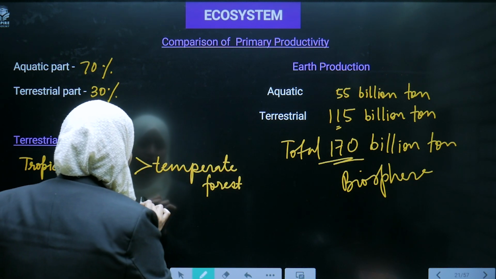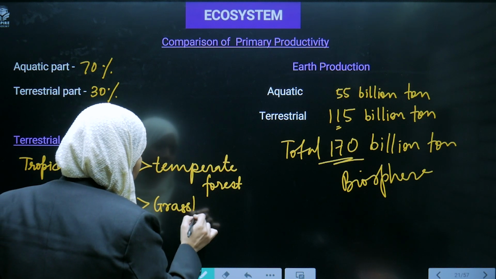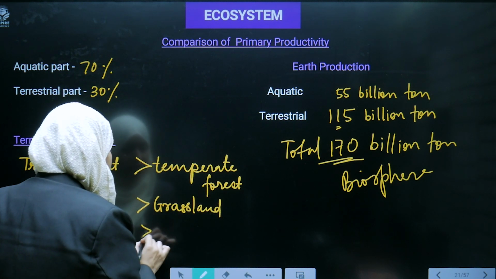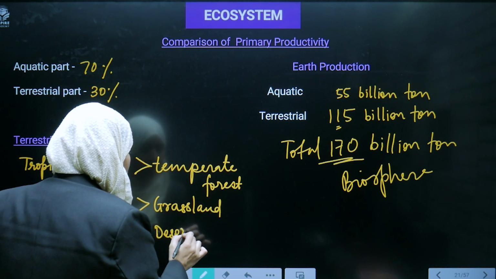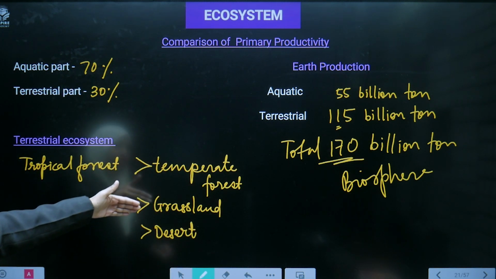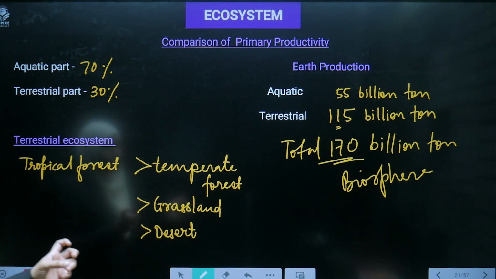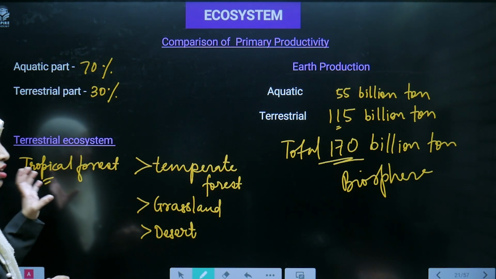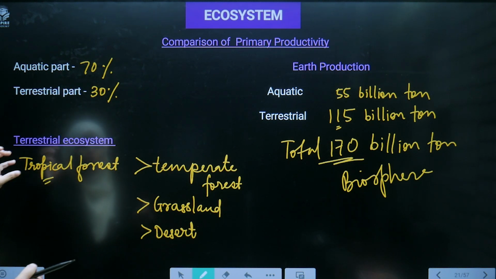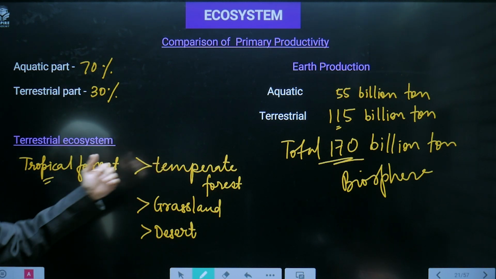We can also say there is grassland ecosystem, grassland, and even desert, because the productivity of desert will be much less as compared to the grassland. So the highest productivity in ecosystems will be in the tropical, because it is getting proper sunlight, it is toward the equator, nearest to the equator. Temperate is a little bit farther.